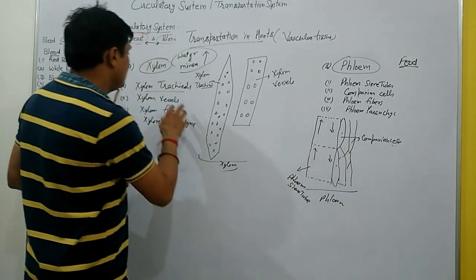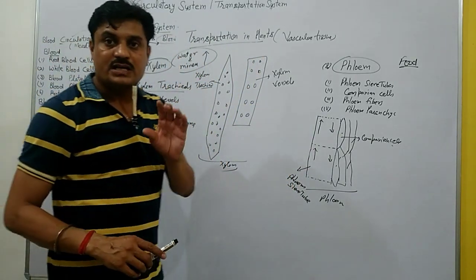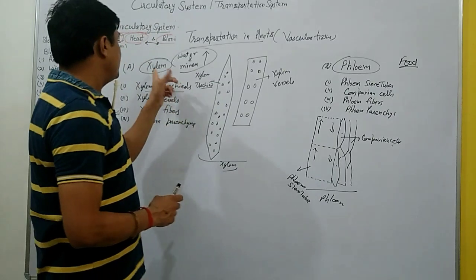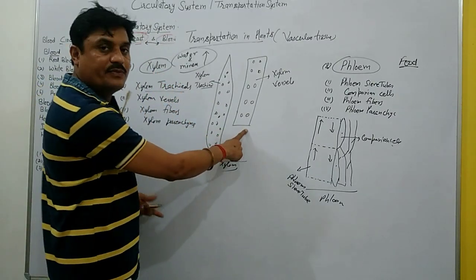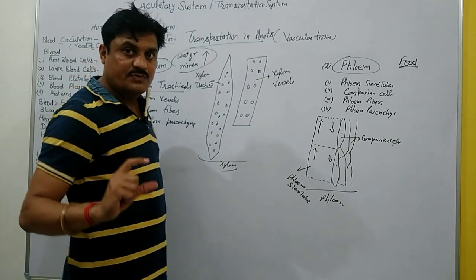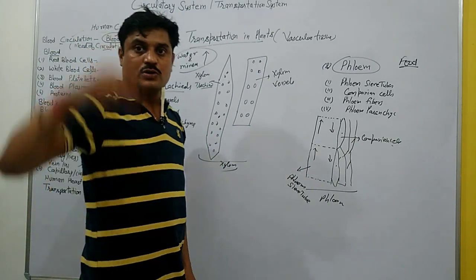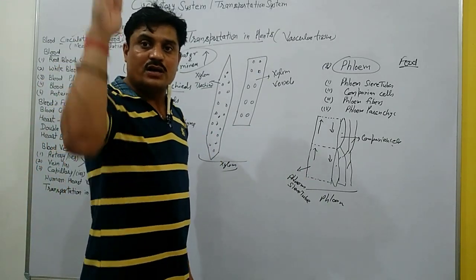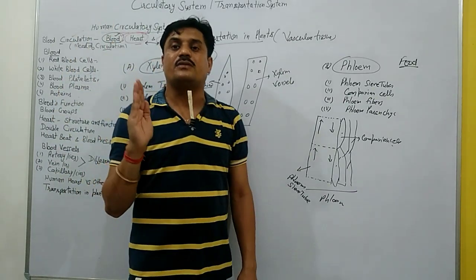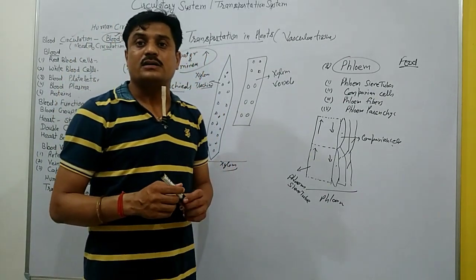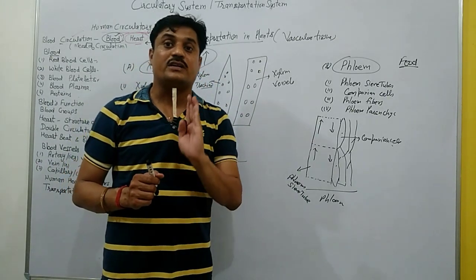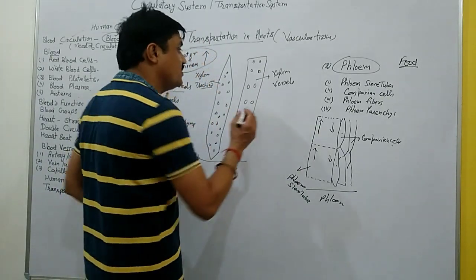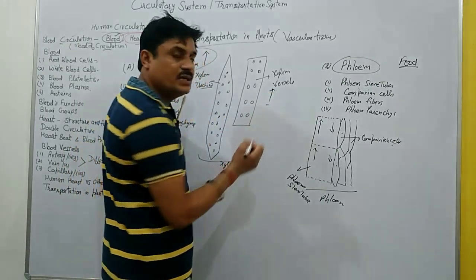Now, these are the two main components responsible for transportation. In case of xylem, tracheids and xylem vessels are the two types of cells of the xylem which are responsible for the flow of water from root to shoot. There is an upward movement of water and minerals. How is the water transported? The water is transported only in one direction, the upward direction in case of xylem, along with the minerals.